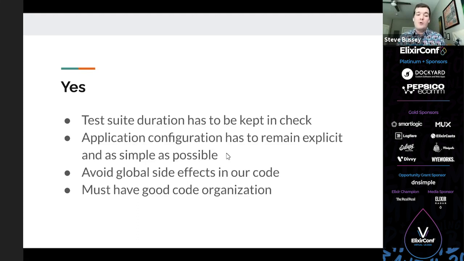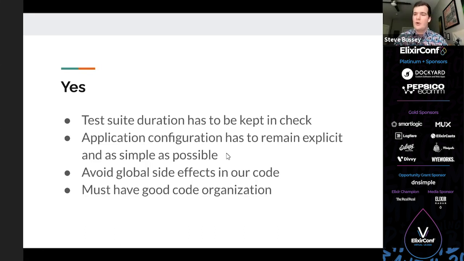Another thing is that we have to avoid global side effects in our code. One of the big things I often hear about monolithic apps that transition to microservices was the effect of accidental global side effects. They change some code or something happens and it affects all of the requests or other requests that are unrelated. So by delivering the monolith successfully, we have to avoid those types of things, which would generally be considered good practice. And we must have good code organization.